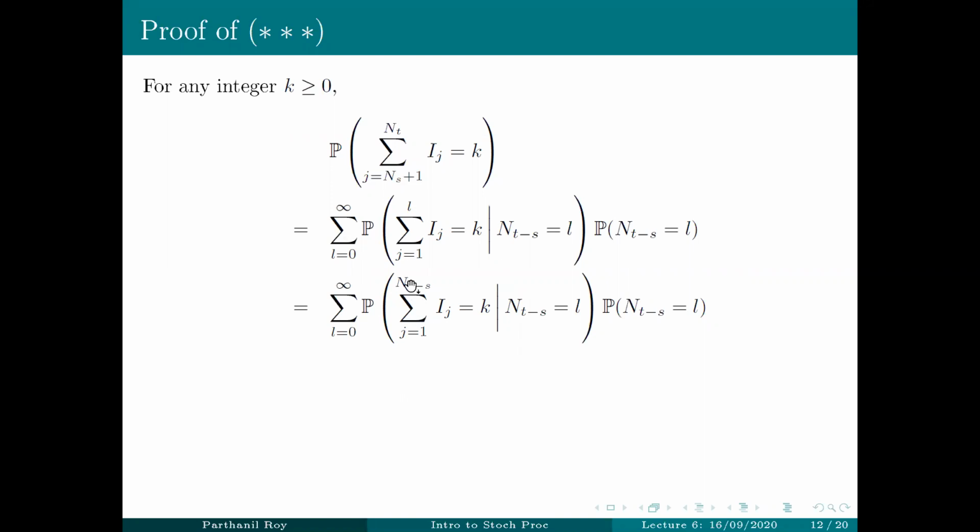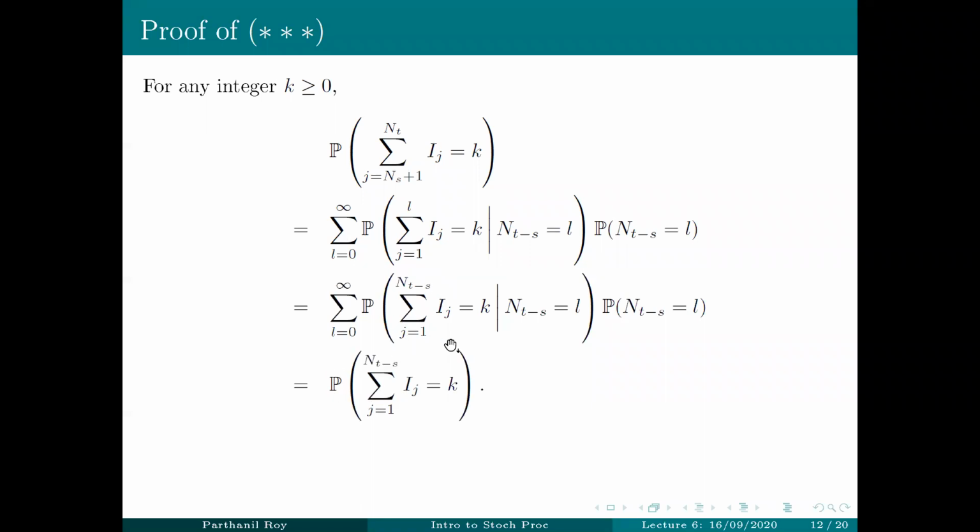So I can make it a sum of I_j's, j running from 1 to N(t minus s). And that's a good thing because that's something we already have in the right-hand side of star, star, star. We already get to see what is there in the right-hand side, and that's why this is a good sign. And note that this entire sum is just the unconditional probability of this happening. This is equal to this unconditional probability.